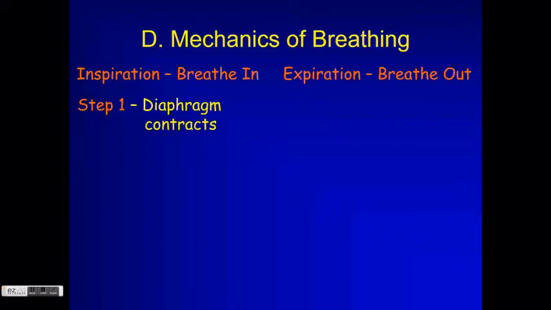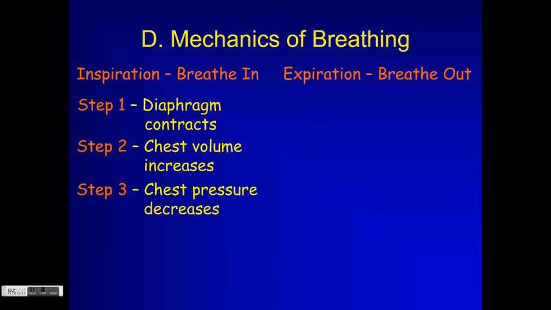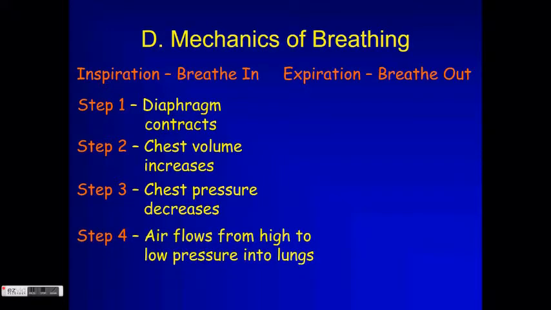And by increasing your volume, you're decreasing the pressure, and that means the air that's higher pressure outside the body is going to be moving into lower pressure area inside the body. So, step 2, by pulling that diaphragm down, the chest volume increases, your chest pressure decreases, and air moves from high pressure outside the body to low pressure inside the lungs. Inspiration. By changing the position of the diaphragm, we change the pressure, and air is always going to move from high to low pressure.